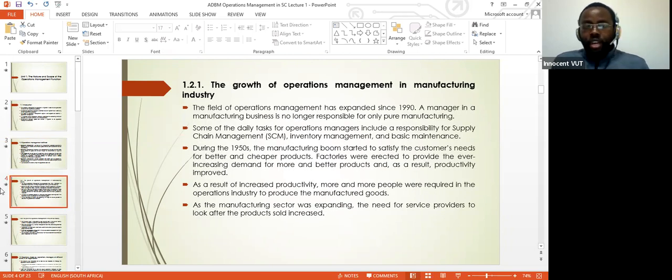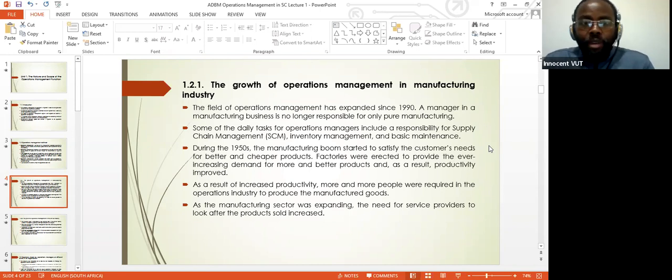Right, the growth of operations management in the manufacturing industry. The field of operations management has been expanding since the 1990s. We have seen an expansion in the field of operations management. So what we had under operations management in 1994 is now different to what we have now.